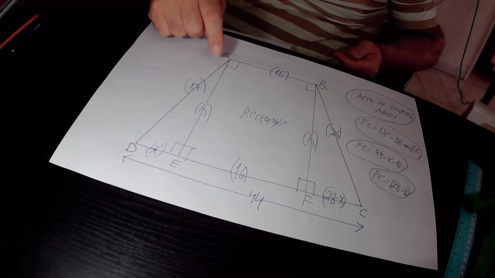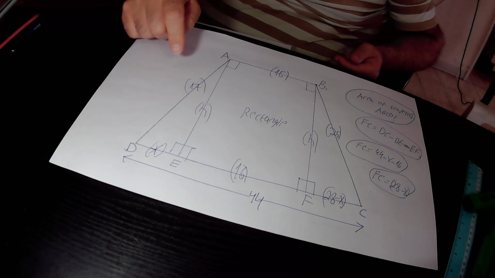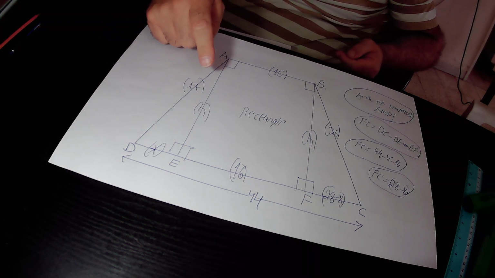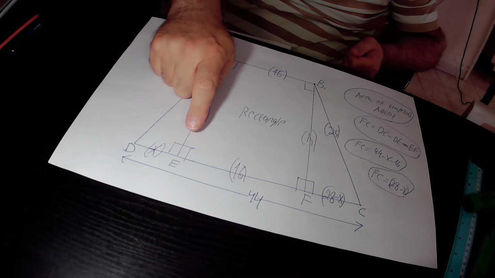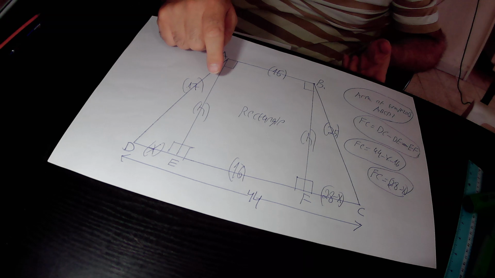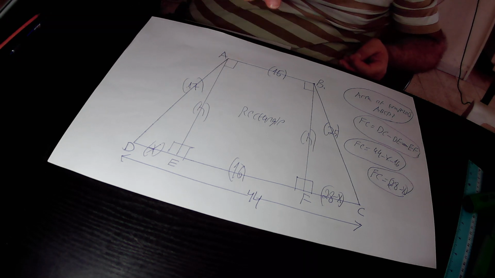AE is one side of the right triangle AED, but AE, equal to H, is also the height of trapezoid ABCD. Why is AE the height? Because AE creates 90 degrees with the base DC. Therefore AE, which is equal to H, is also the height of this trapezoid ABCD.